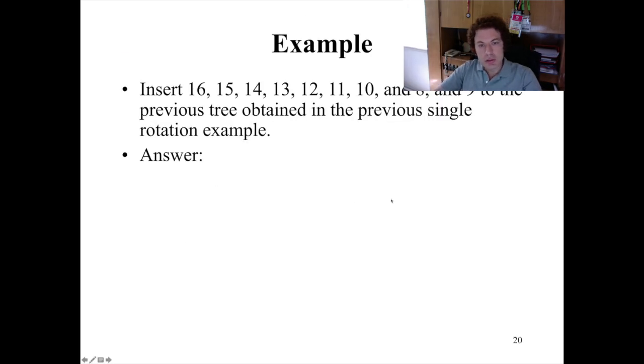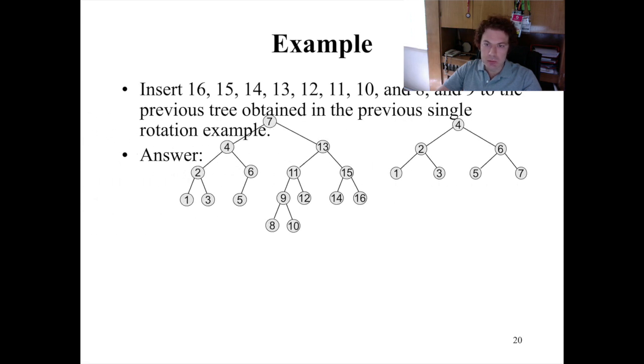Okay, let's do insertions in a real world example. So we will continue from this result obtained during our single rotation practice. Then I will insert 16 to this, which will go right, right, right. So it will come here without any balance problem because all the balances are compatible at this point for each node. Now 15 comes right, right, right, right. 15 is less than 16, so it comes here.